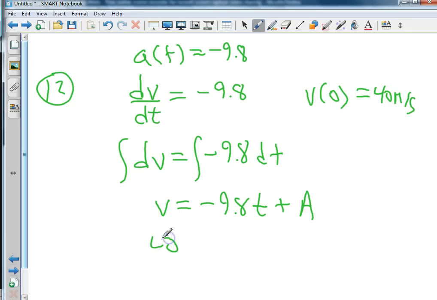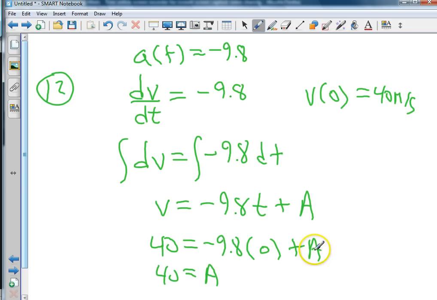40 equals negative 9.8 times what? 0. And so what's a? Happens to be 40, but didn't we talk about this? That second constant has to do with the initial velocity.